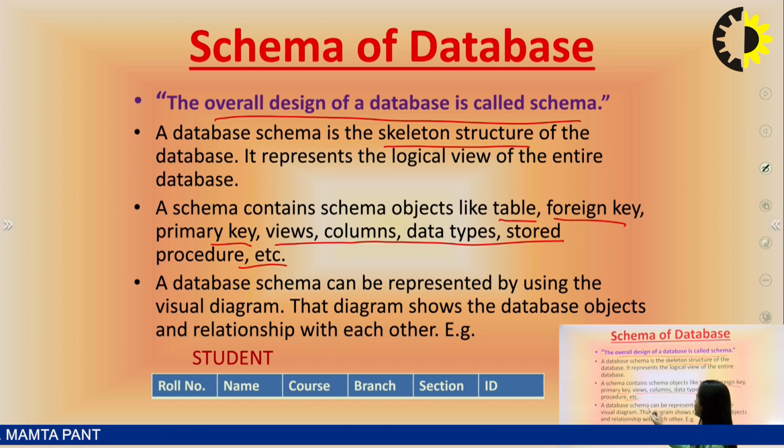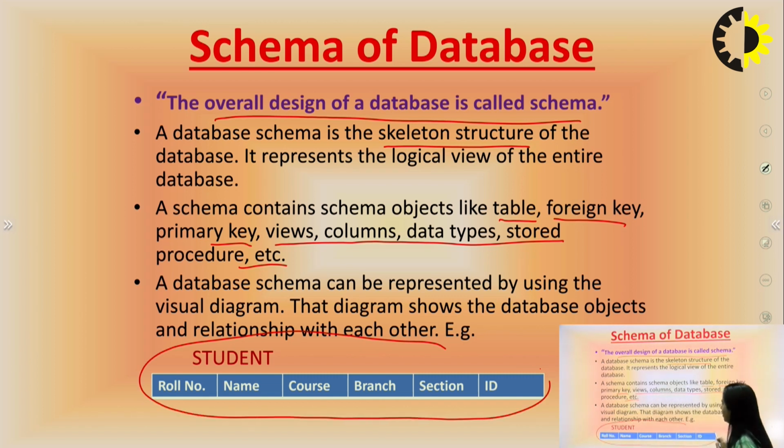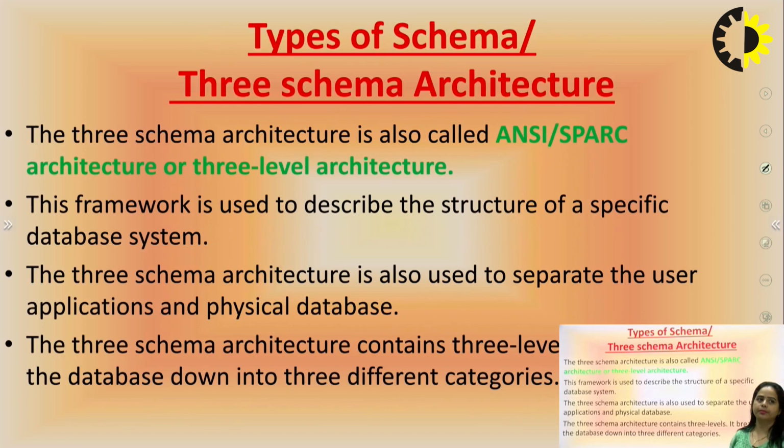A database schema can be represented by using a visual diagram. That diagram shows the database objects and their relationships with each other, like this. In a schema, we can represent this: we have a table named student having roll number, name, course, branch, section and ID as attributes.